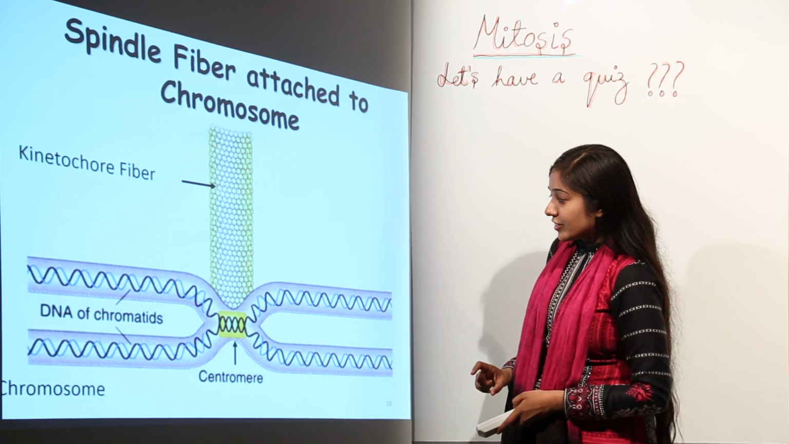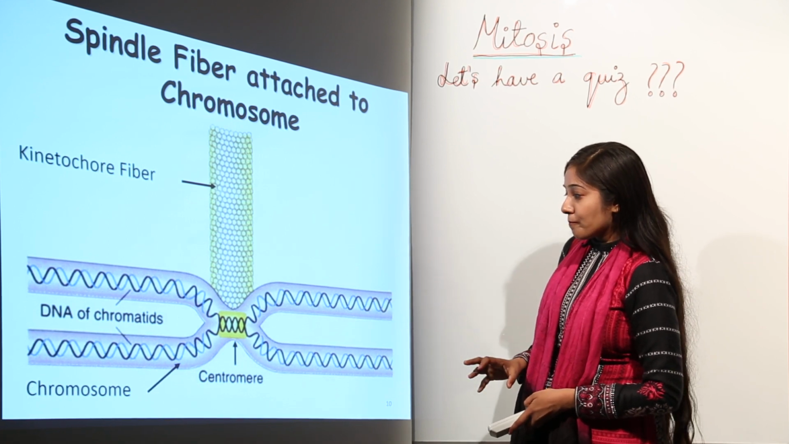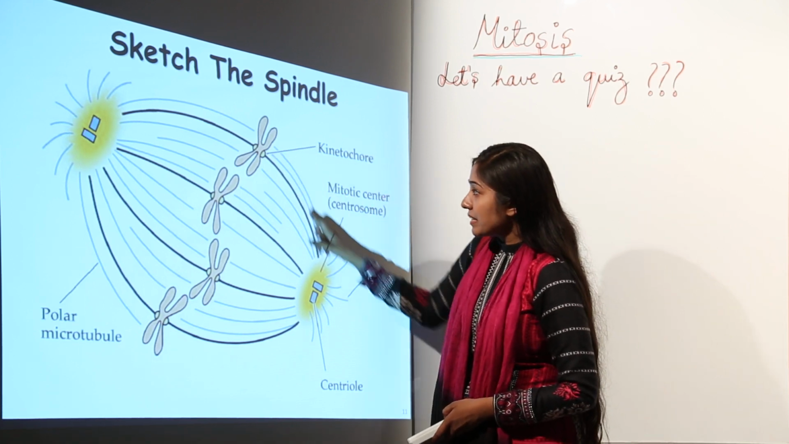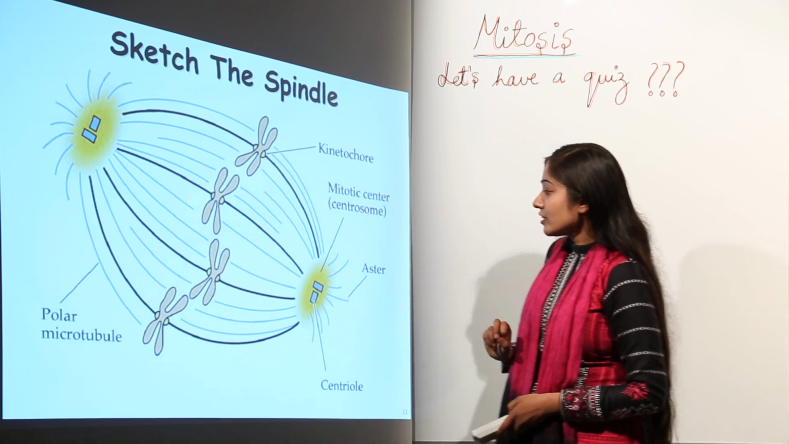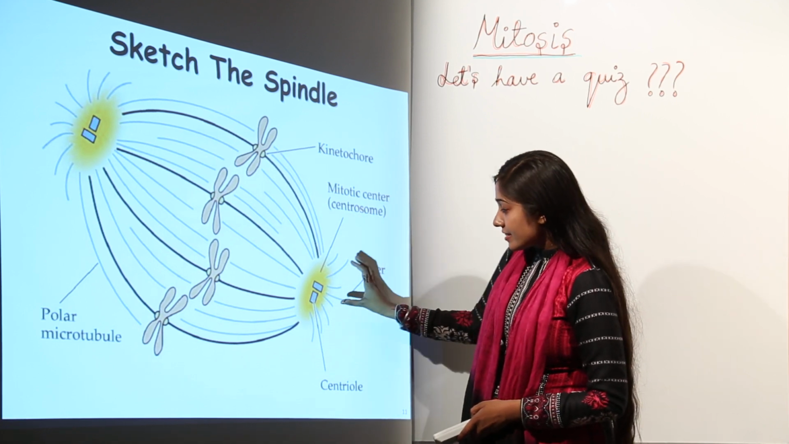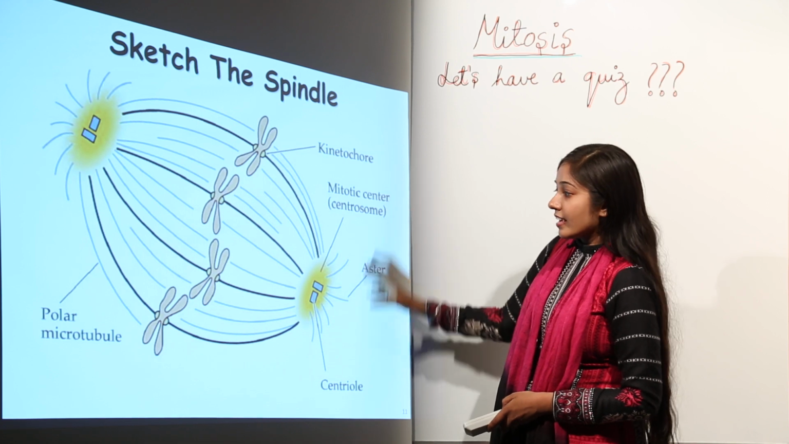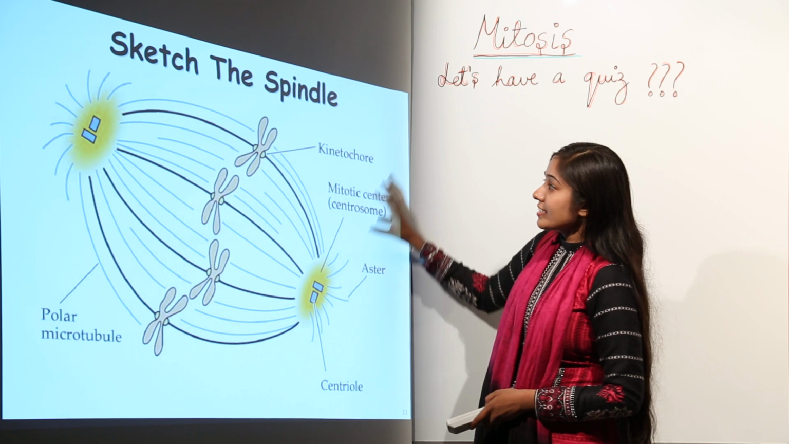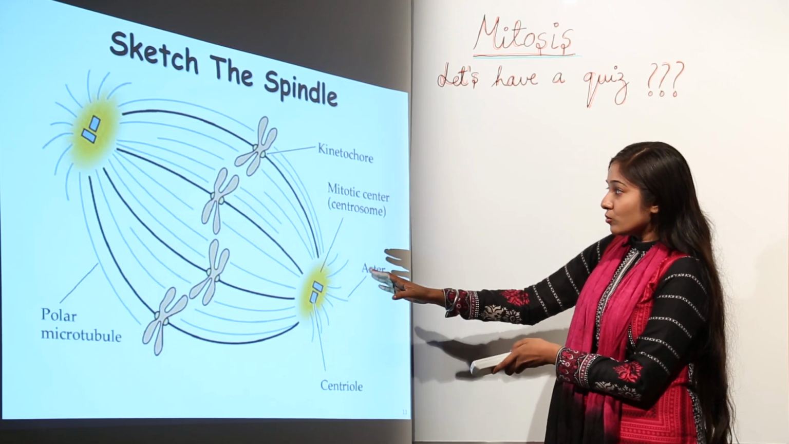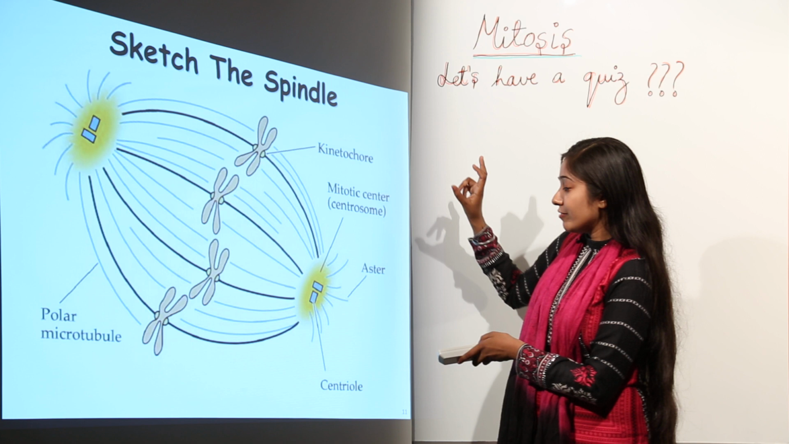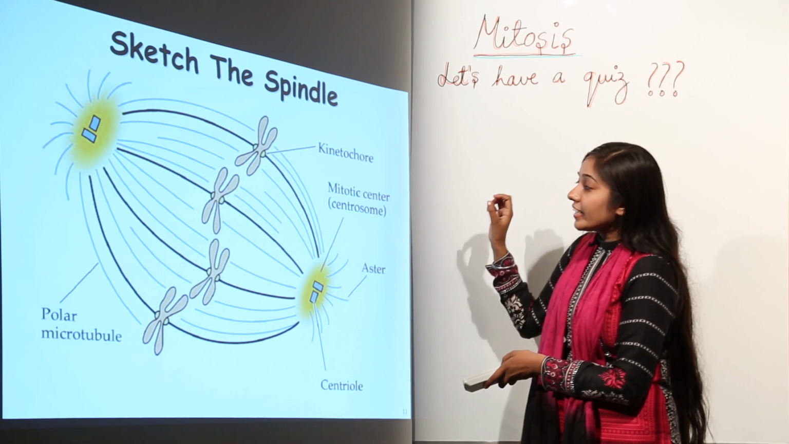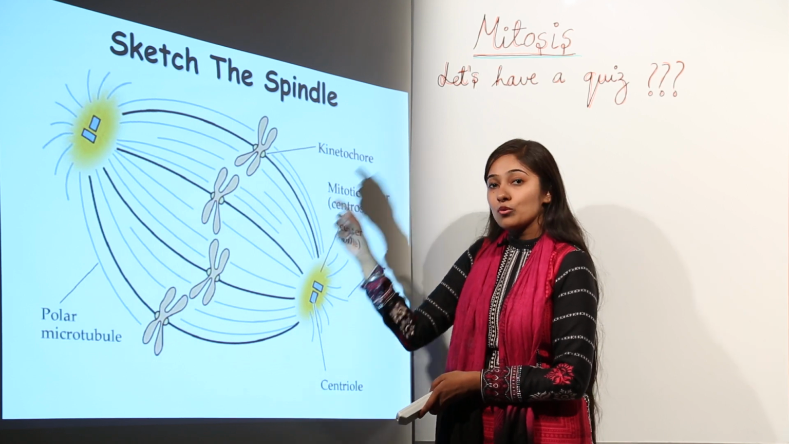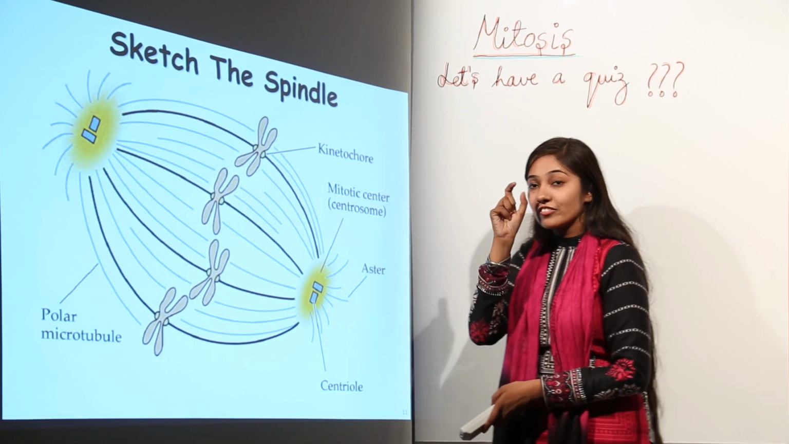This is the centromere region, and this is a complete chromosome. Then we have the kinetochore spindle that is attached at the centromere region. Also we have the aster which is radiating rays, and we have the polar microtubule also. This is how we have a set of microtubules. We have the kinetochore region, we have asters, we have centrioles which are radiating which fibers? Spindle fibers, which help in the attachment of the chromosome on the centromere region, the central region of the chromosome.